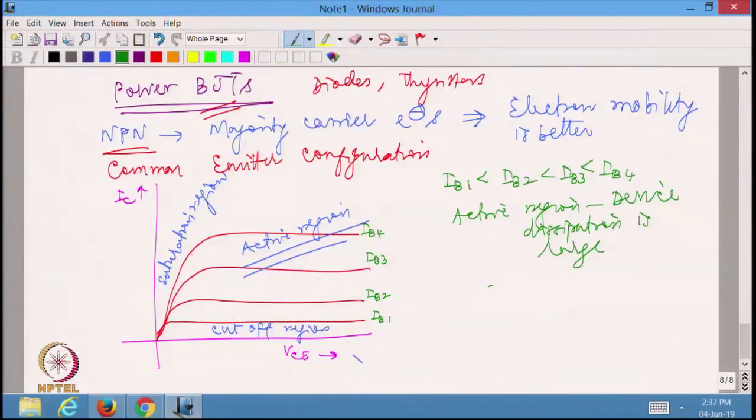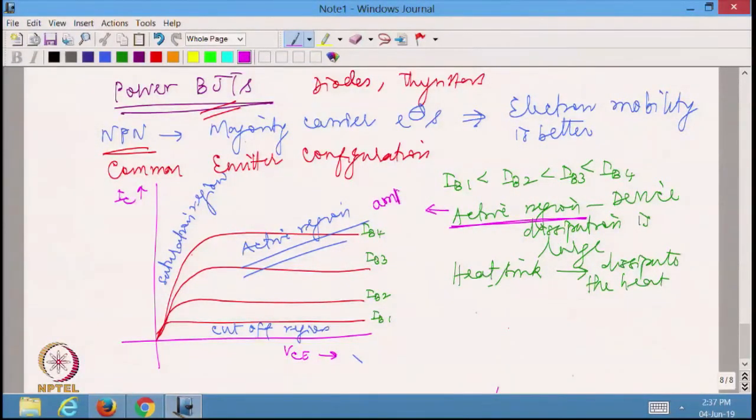If the device dissipation is large, that means I have to have a very large heat sink to actually dissipate that heat. So, it is not a good idea to operate this in the active region. If I want a very big heat sink, then it is going to increase the weight of the converter also. So, normally this active region is only used when the transistor is used as an amplifier, which is normally an analog electronic circuit application.